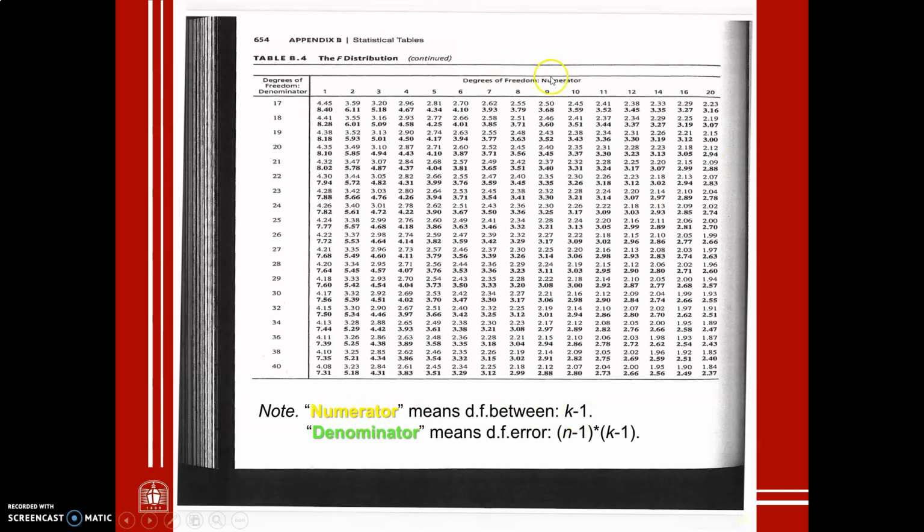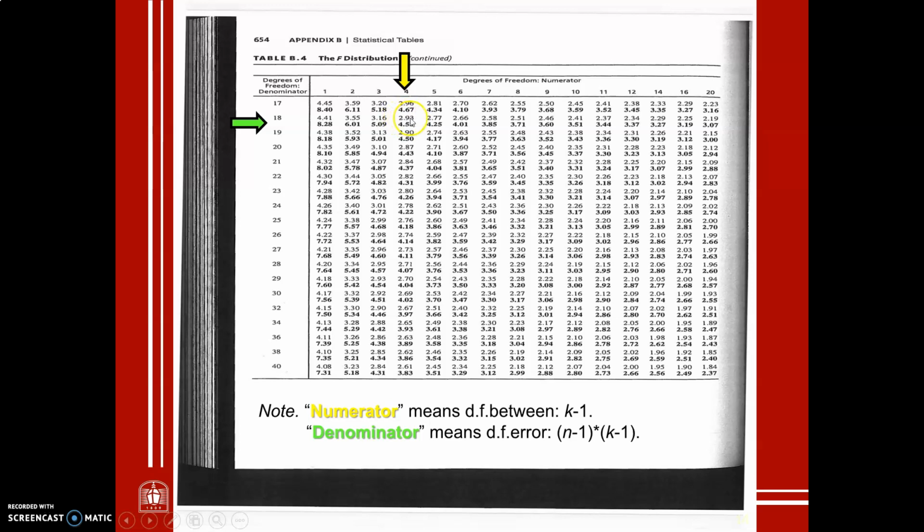where k is the number of groups, and that's here across the top. If you have 3 groups, you would need to do 3 minus 1, which is 2 degrees of freedom, etc. So this is how many groups, minus 1. And then our degrees of freedom in our denominator is going to be n minus 1 times k minus 1. And that's what we're looking at in green here down the side. When we see where these two numbers line up, we can figure out what our critical value is.